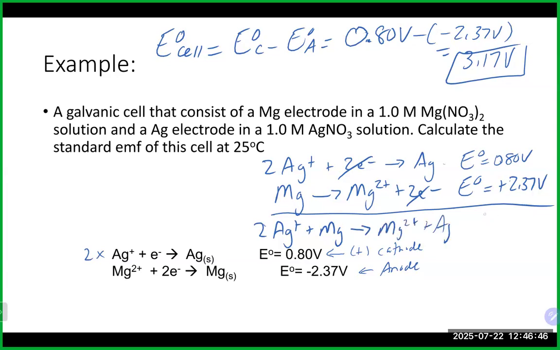And then obviously here, for the E of our cell, we would actually just add since we changed the sign here, and that would get us 3.17 volts. So any questions on that there? Yeah.